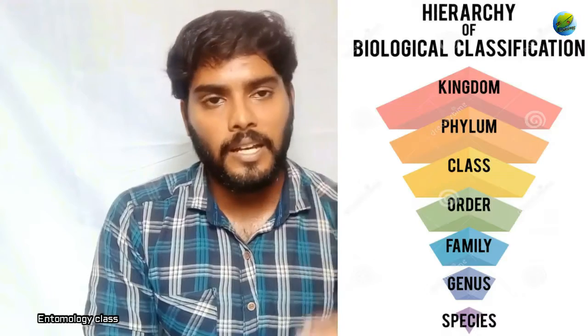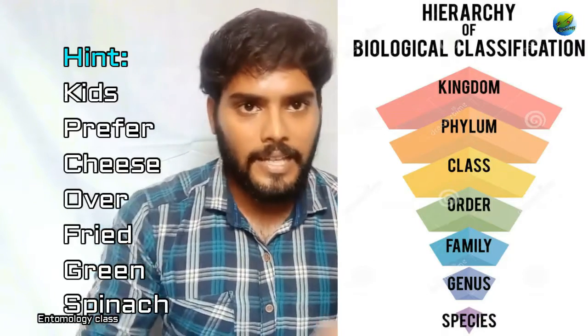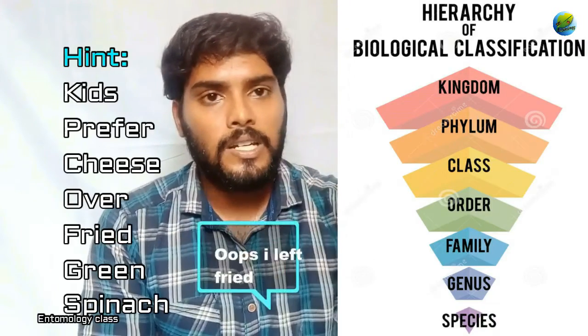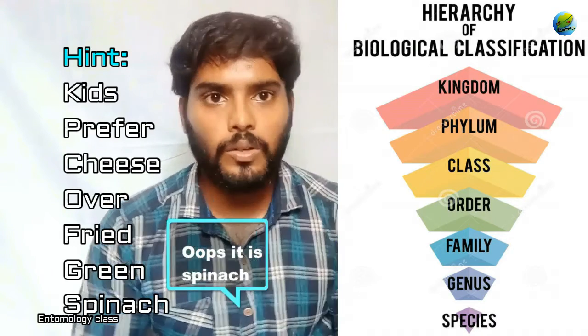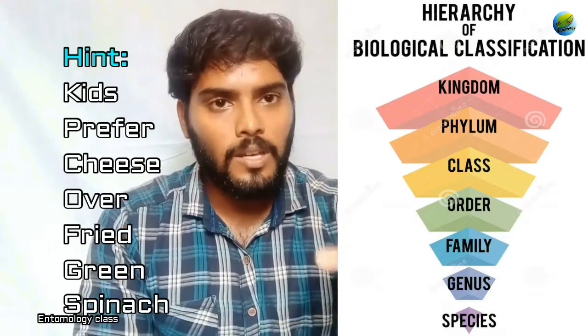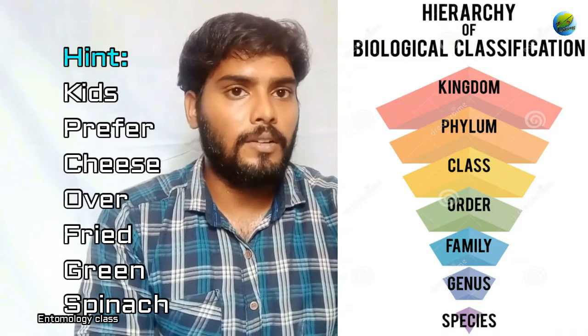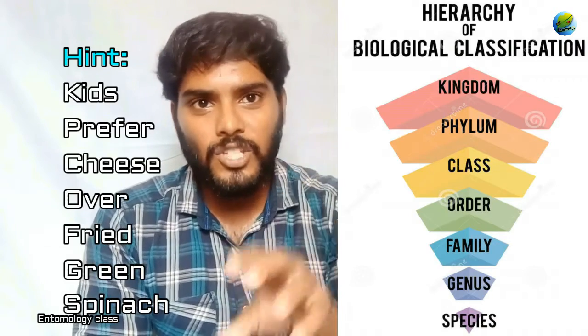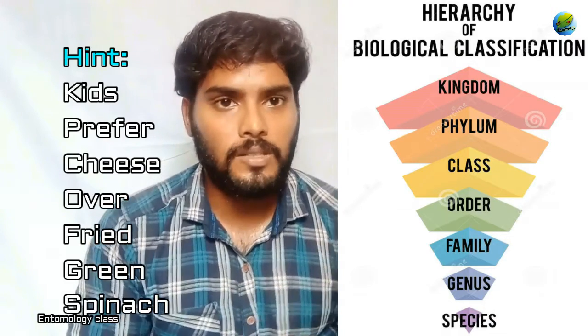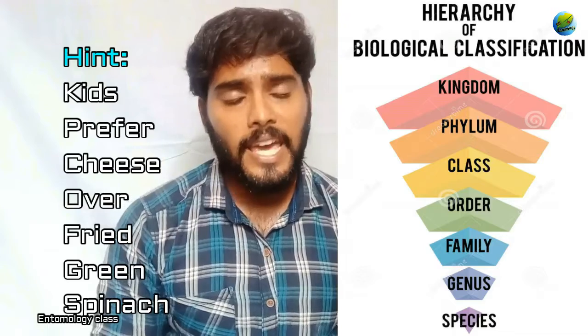This is the hierarchy. You can remember it by a hint like "kids prefer cheese over the green peas." So it is K for kingdom, P for phylum, followed by C for class, O for order, G for genus, and S for species. Carolus Linnaeus divided all the organisms on earth into two kingdoms, that is kingdom Plantae and kingdom Animalia.